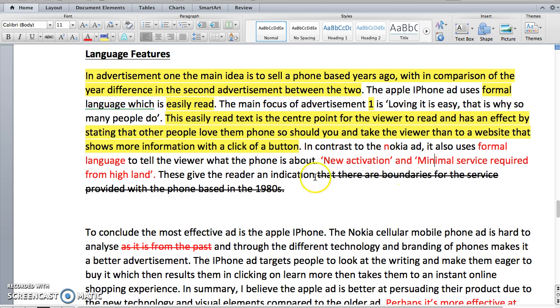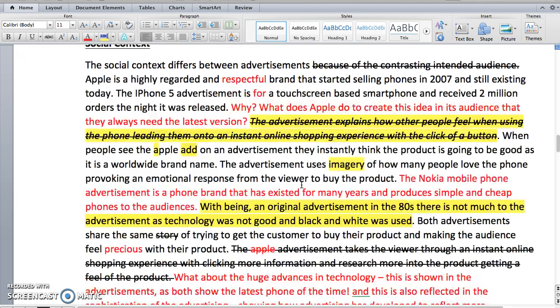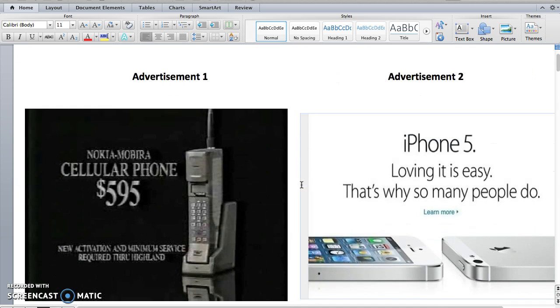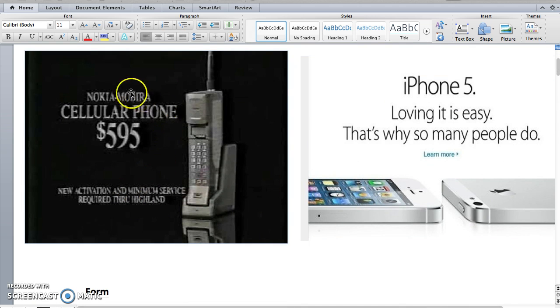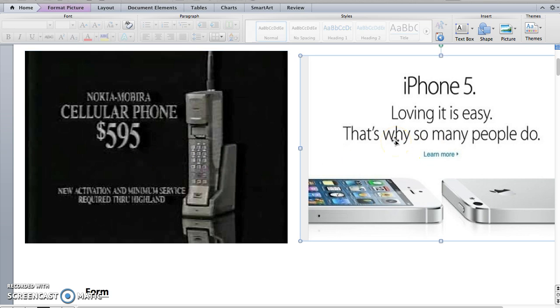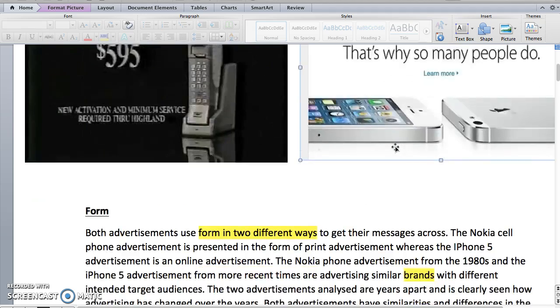So you're going to need to do a little bit more work on the language because there's not much language used, but you still need to. So this one, the Nokia, is focusing on the technical jargon. Okay? Why should you use this? Because it's easy to use, it's got great service and a new way of activating. iPhone, why would you use this? Because everyone loves it. Okay? And why do you think it's easy to love it? Probably because it looks good and it is really good.